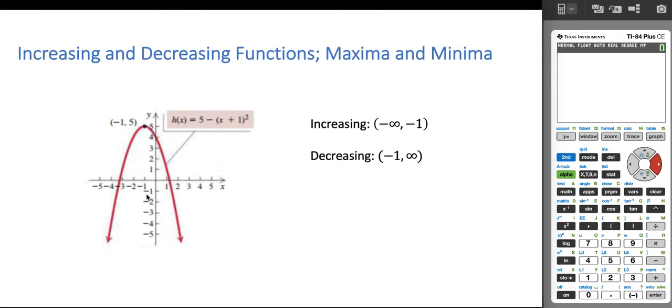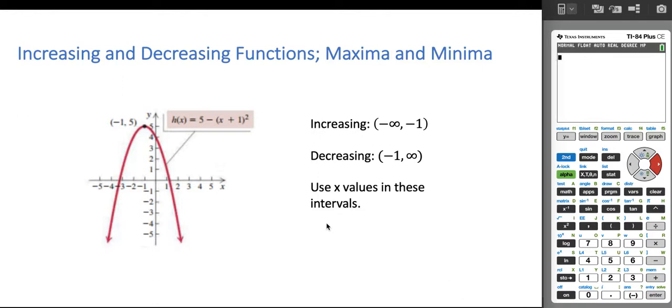Notice that's an x value. And then we're going downhill, or decreasing, from -1 until I get to positive infinity. So this negative infinity and positive infinity are the x values. From when x is negative infinity until x is -1, we're increasing. And from when x is -1 until x is infinity, we are decreasing. Don't be confused and look at y values. We're using x values for these intervals, not y's.